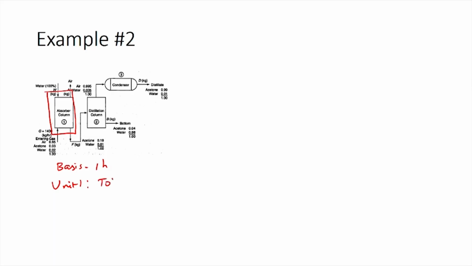So, the total balance for unit 1 would be: input equals output, as it is a non-reactive process at steady state. So, you have 2 inputs, which are W plus G, giving you output streams which are A plus F. We already know G, so we can write it down as W plus 1400 equals A plus F. Now, we can write component balances.